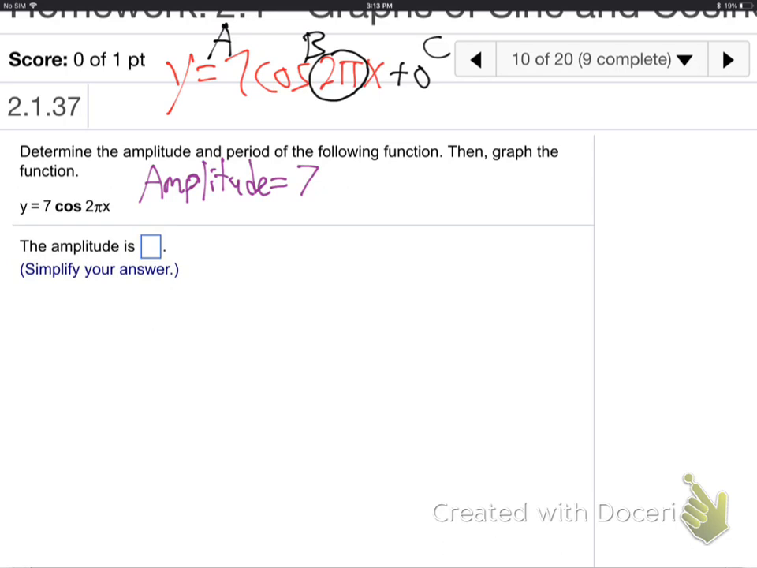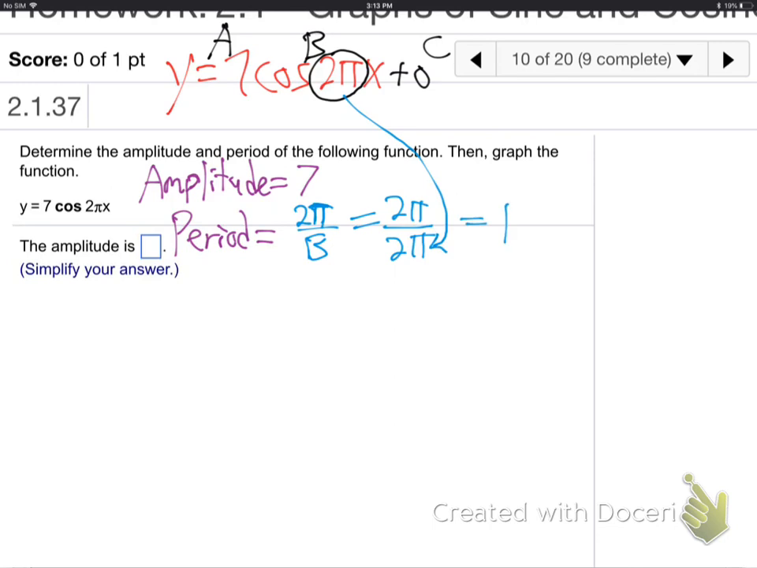So the amplitude is 7. The period is 2 pi over b, isn't it? So 2 pi over, and what's b? It's also 2 pi. So that's 1. The period's just 1, isn't it?